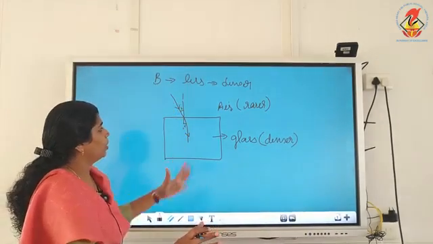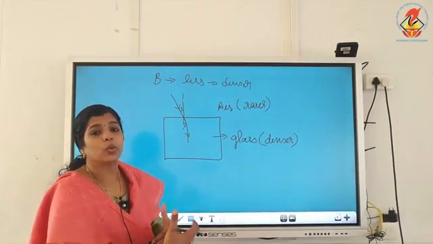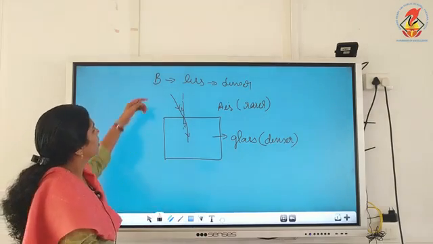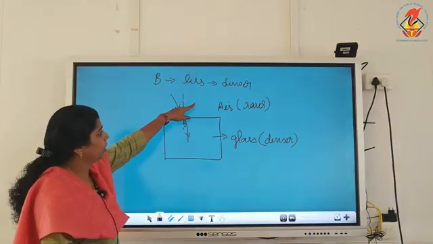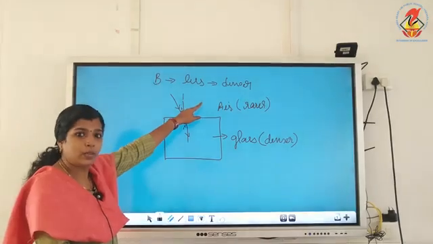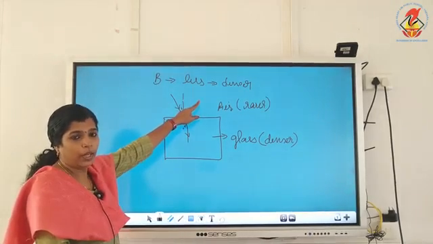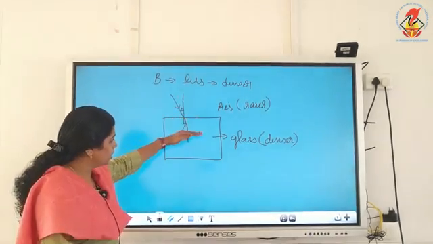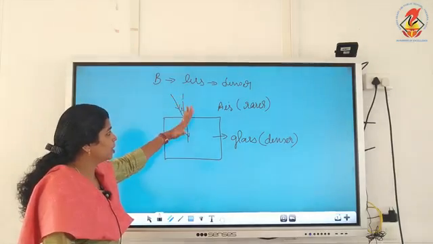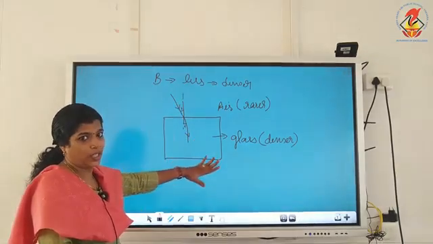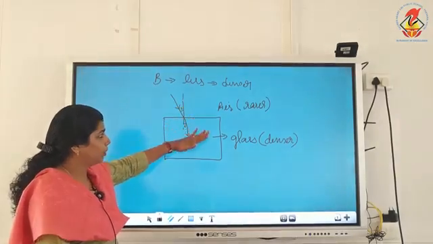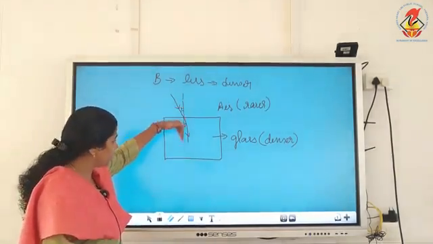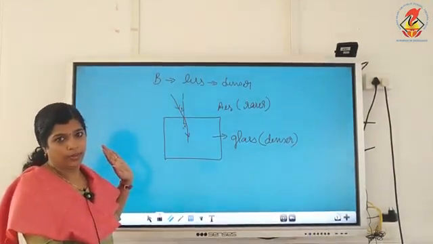Okay. Then, what is the reason why it bends towards the normal? Because in this rarer medium, the speed of the light is more. When it enters a denser medium, the speed of the light will decrease, and it will bend towards the normal.